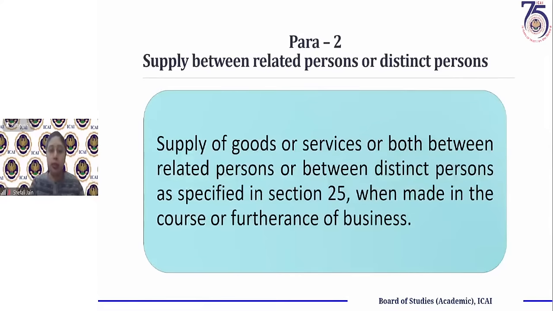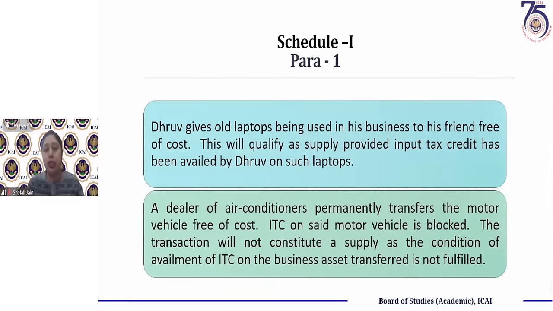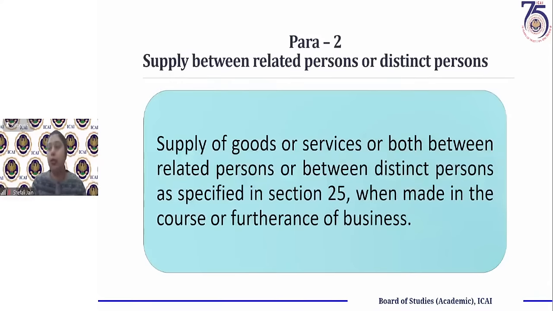supply, because in para 1, the condition was that permanent transfer of business assets should be there, provided ITC has been taken at the time of purchase. But in this case, since ITC was blocked, we have not taken ITC at the time of purchase. That is why this will not amount to supply, because it is not falling in para 1 of Schedule 1. All the conditions of para 1 should be fulfilled in order to fall in this para: permanent transfer or disposal should be there, and then the ITC should have been taken on the business assets. So this will not fall under para 1. Then we come to Schedule 2.